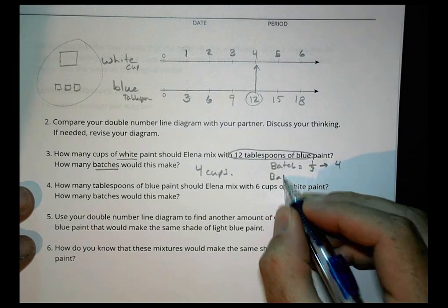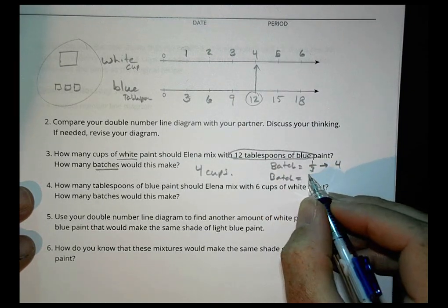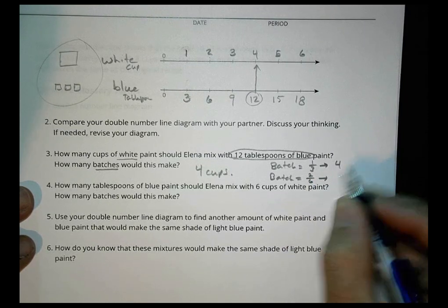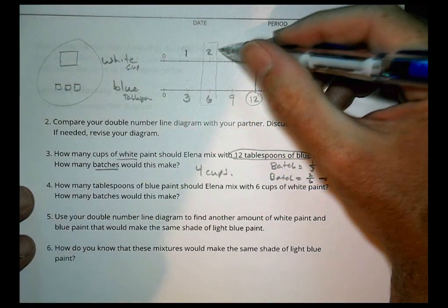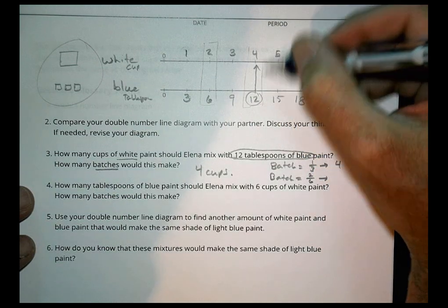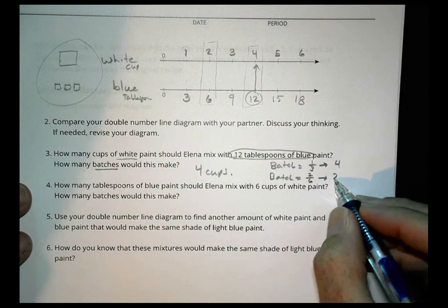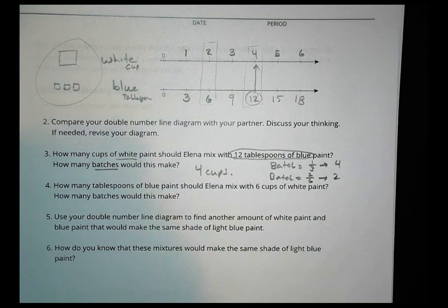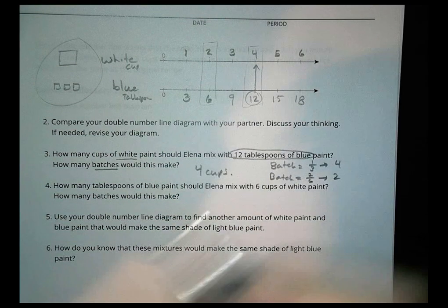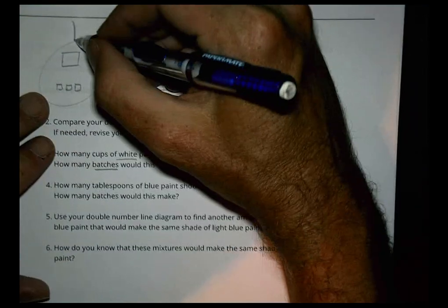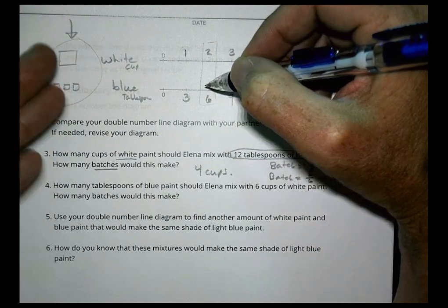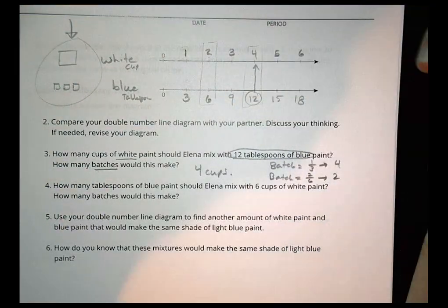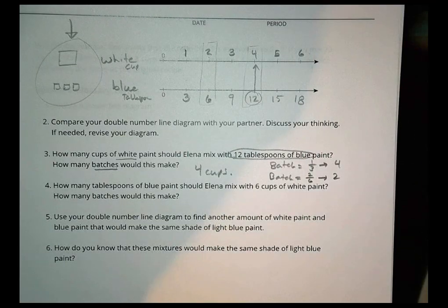But if the batch was like the picture, which was 2 to 6, right? If the batch was 2 to 6 like this, if that's 1 batch, then this would actually just be doubling that, and you'd only get 2 batches. So it depends on what your teacher wants you to look at there. I'd probably go with 1 to 3 is 1 batch, right? Having 2 and 6 is I'm doubling the recipe. That's what I see it as. So I'd go with 4, but it just depends on how you want to look at it.